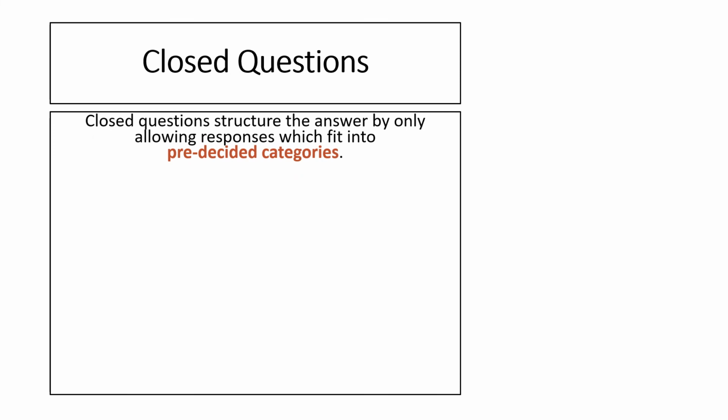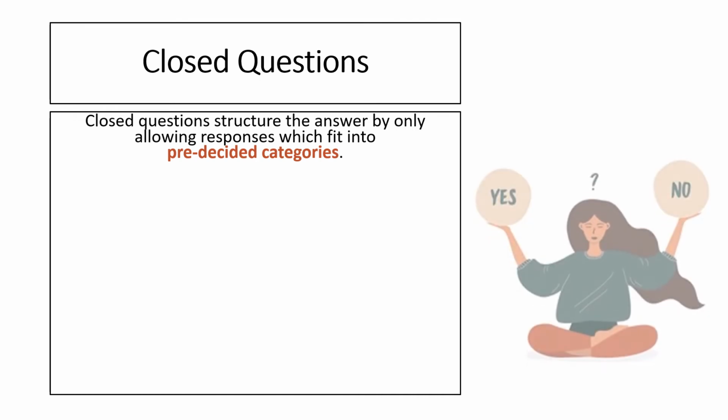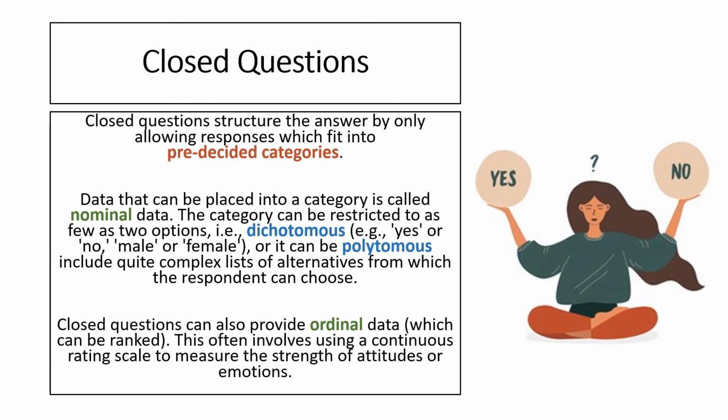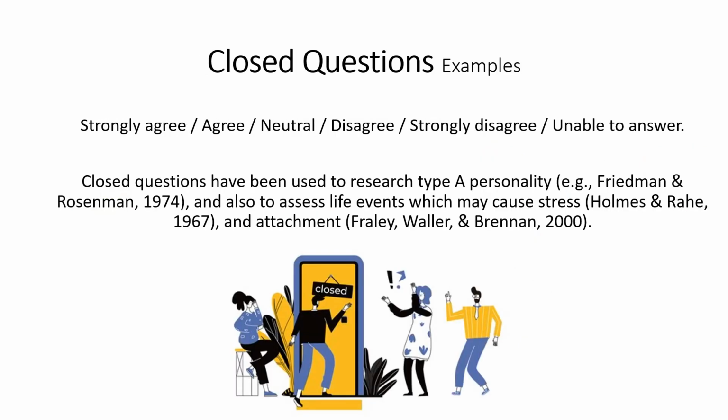Closed-ended questions are structured in a way that has pre-decided categories or predetermined responses, for example, yes or no. The data is nominal or categorical, wherein it could be dichotomous with just two options, for example, male or female, or it could be polytomous with quite a number of options, but yet they are predetermined. Closed questions can also have ordinal data. Examples include strongly agree, agree, neutral, disagree, strongly disagree, or unable to answer.